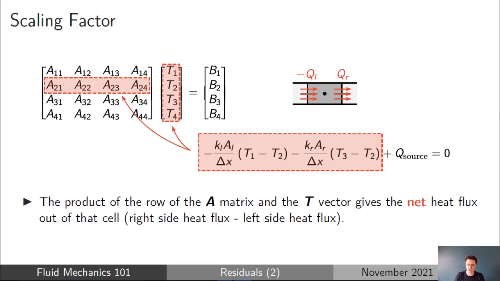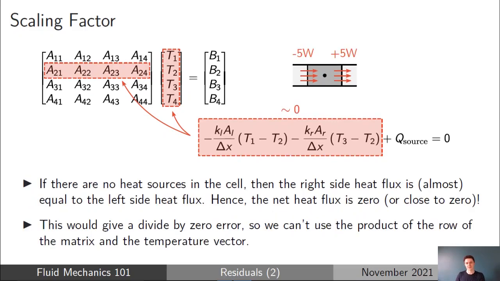And that's the bit that's highlighted there. And what this is going to give us is the QL, which you can see there in the small diagram, and the QR out of the right face. So we're just considering the A matrix and the T vector. We're not considering the B vector because that's the source term, the volumetric source term. And we just want the flux through the cell.